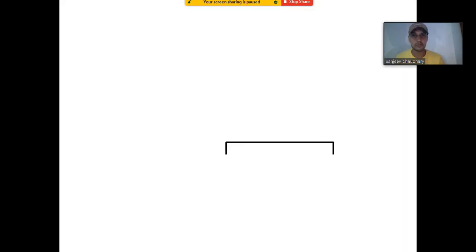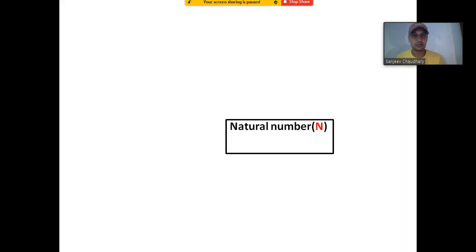The first number is natural number. Natural number we generally denote by capital N. And we know that all the countable numbers are called natural numbers. So the countable numbers start from 1, 2, 3 towards the infinity.